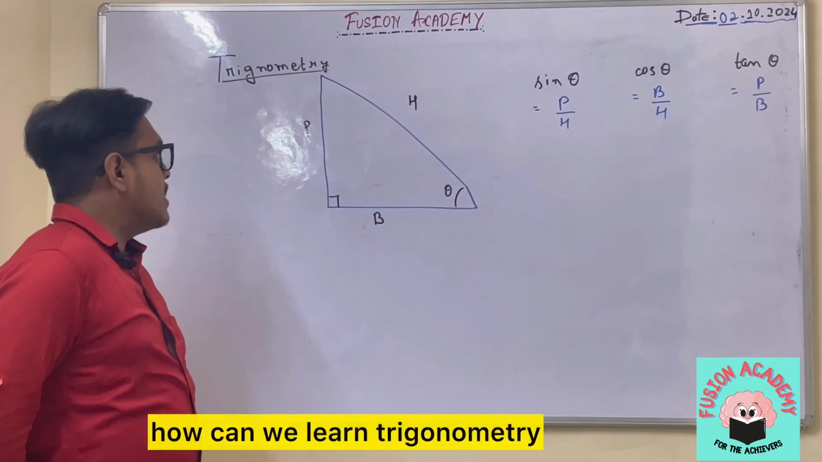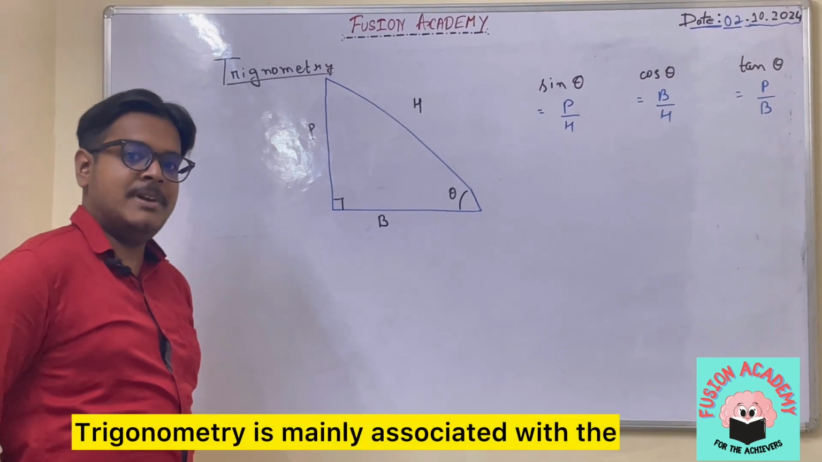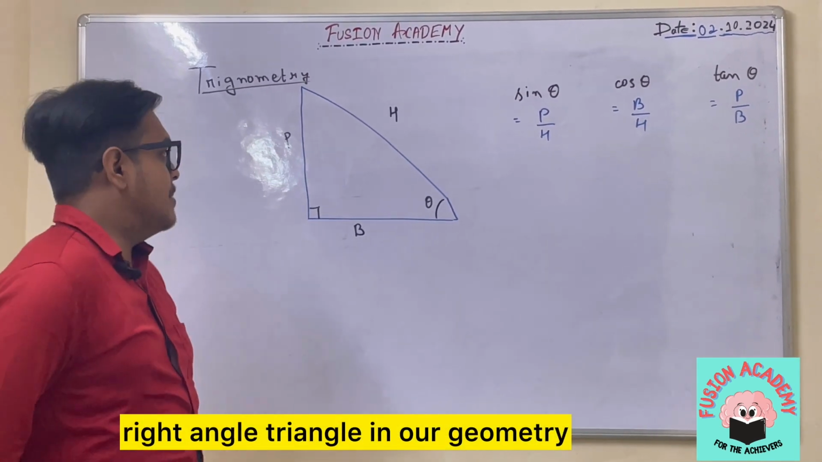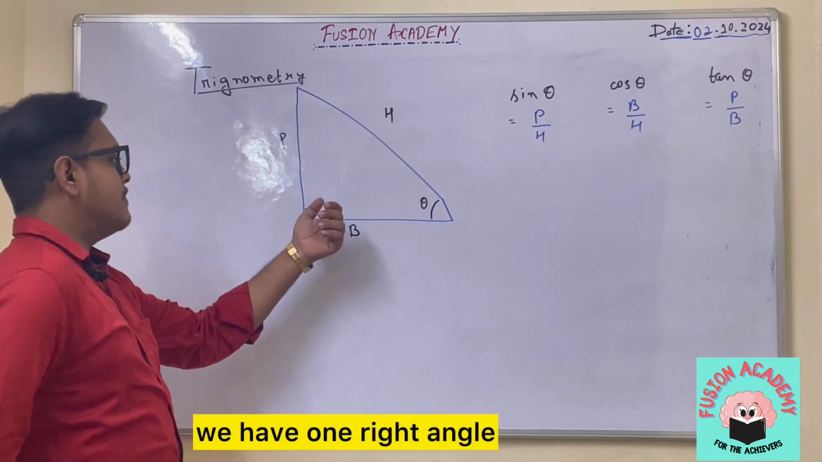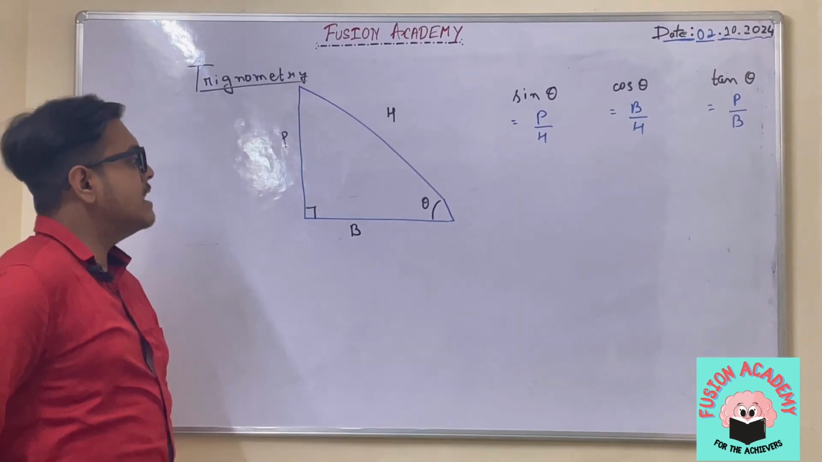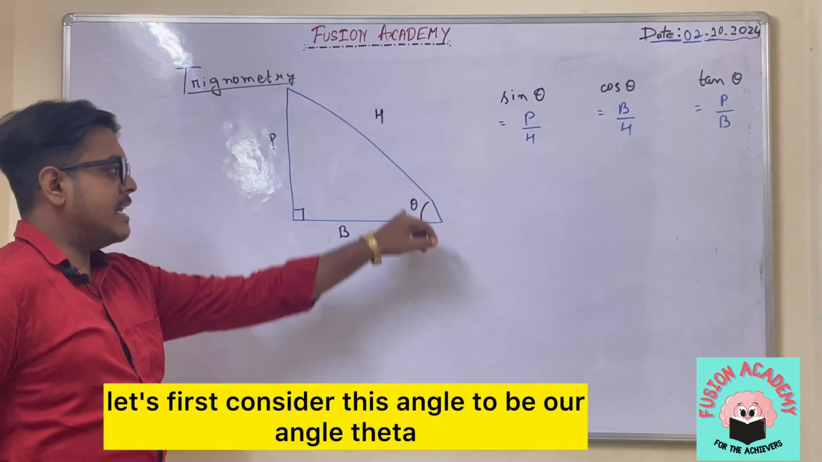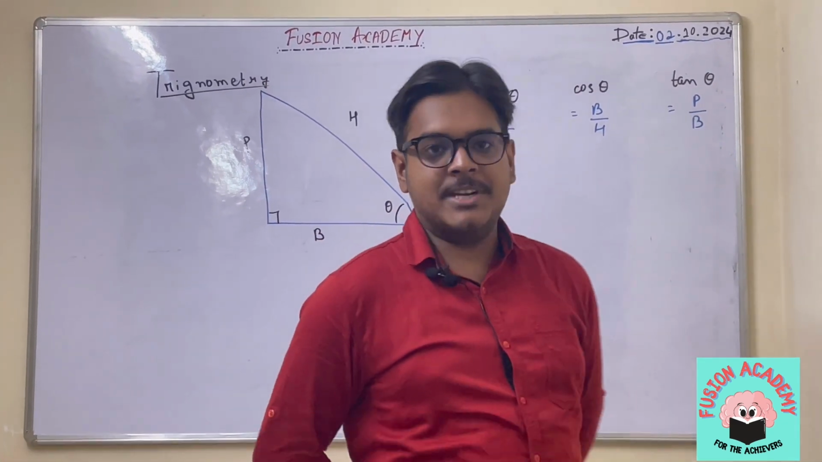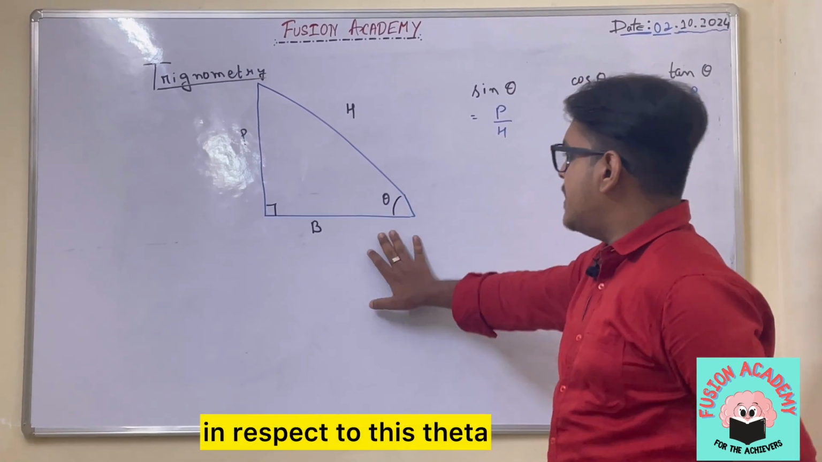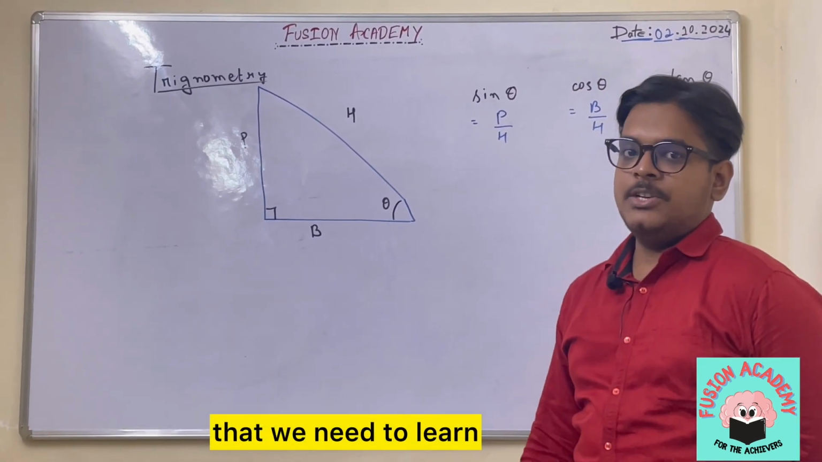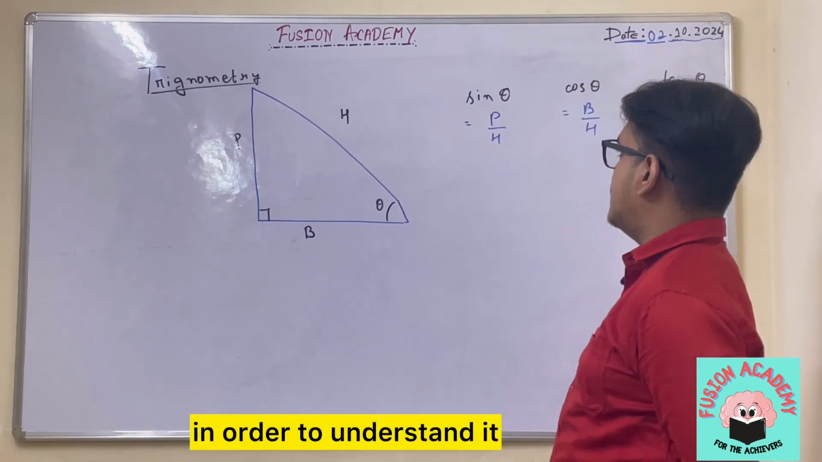So how can we learn trigonometry? Trigonometry is mainly associated with the right angle triangle in our geometry. In a right angle triangle we have one right angle and two other unknown angles. Among them, let's first consider this angle to be our angle theta, or angle x, or whatever you want to name it. In respect to this theta, we have certain basic formulas in trigonometry that we need to learn in order to understand it.